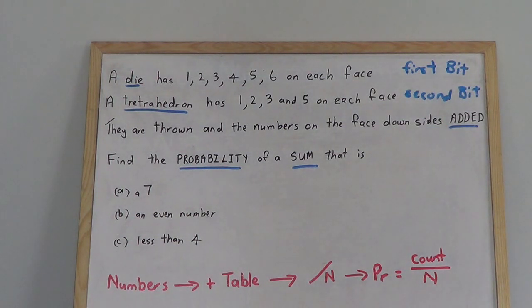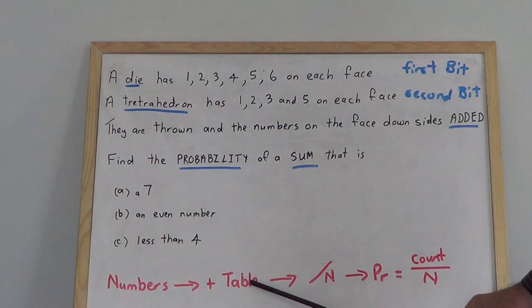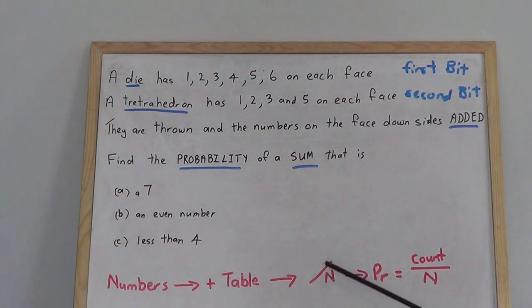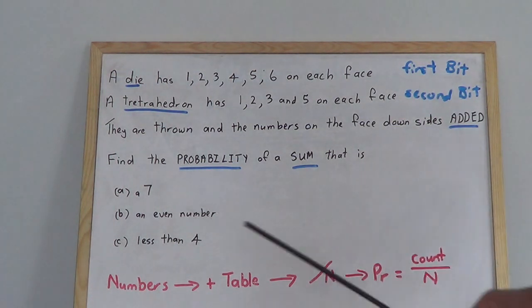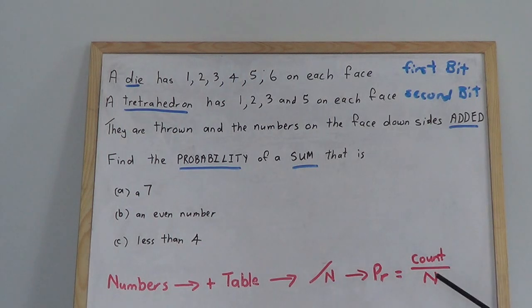Now to work it out, you took the numbers, you made an addition table, you counted the number of things inside the addition table and you put /n. I'll show you how to do that. The probability was the count, so you count up the 7s in the table, put the count on the top of n, and that was the probability. Count the even numbers in the table, put the count over n, which is the number in the table. Count the numbers less than 4 and put it over n.